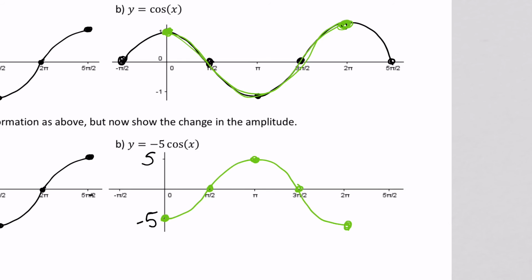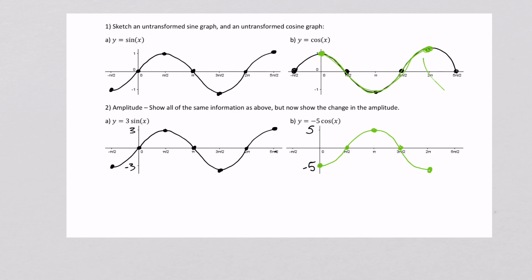Notice the graph is ending right where it started at that minimum value. So that is one full cycle right there. I've shown one period's worth of this cosine graph. It has been flipped upside down. So there we have a normal sine, a normal cosine, and then a modified sine multiplied by 3, and a modified cosine multiplied by negative 5, stretching it, changing its amplitude, and flipping it upside down.